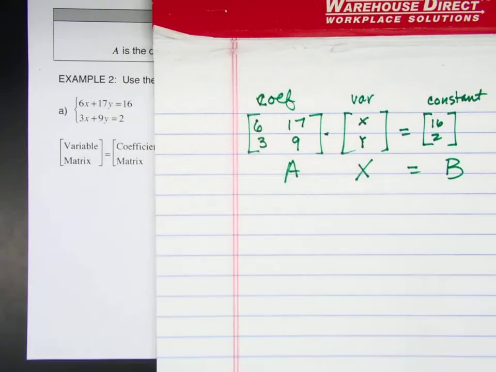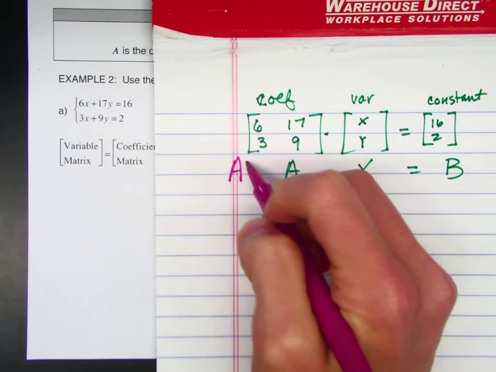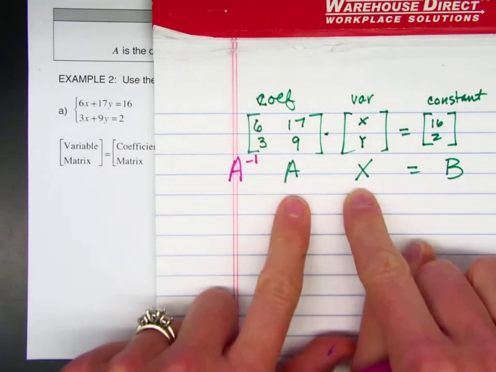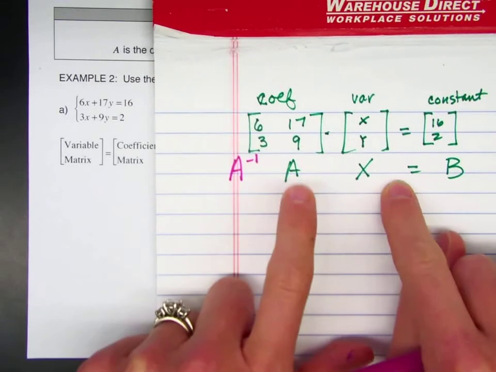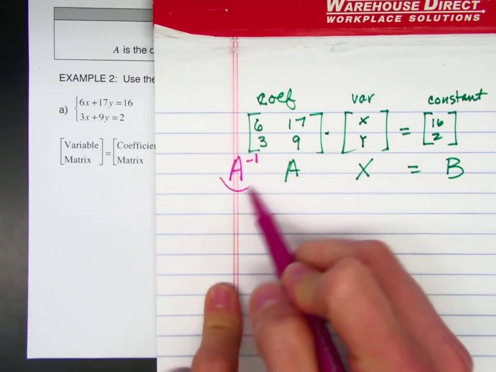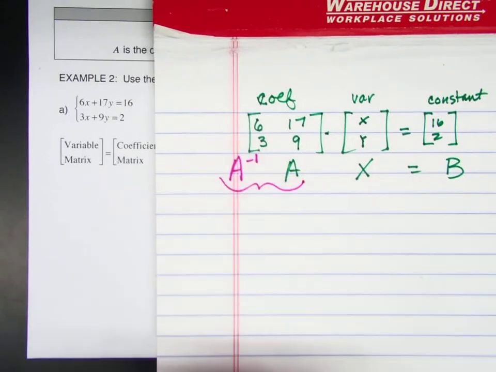Well, I need to multiply by the inverse in front of this. So I would have to put A inverse here, because if I put A inverse after the X, then that's not going to eliminate this. But what do I know about A inverse times A? What does that equal?